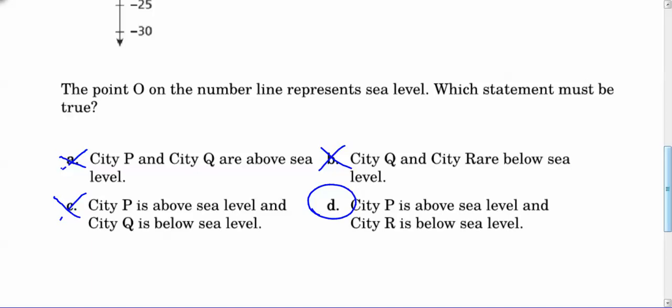So this is almost like a freebie question. People should not be getting this kind of question wrong. It's pretty straightforward. You've got to know sea level is 0, positive integers would be above sea level, negative integers below sea level, and this is really just a reading question, honestly, in my opinion. You've got to read carefully and eliminate the ones that don't work for you.